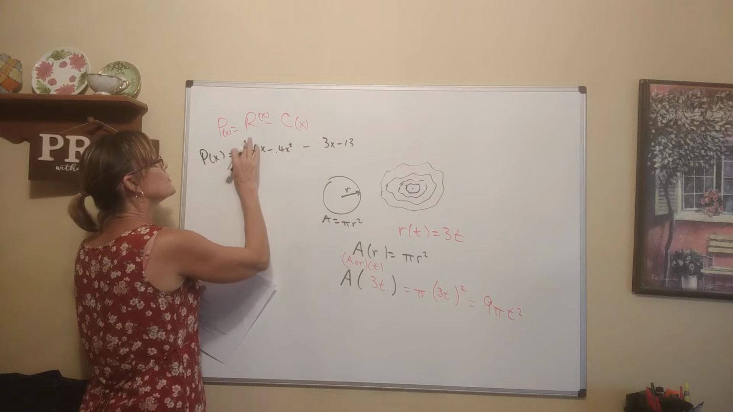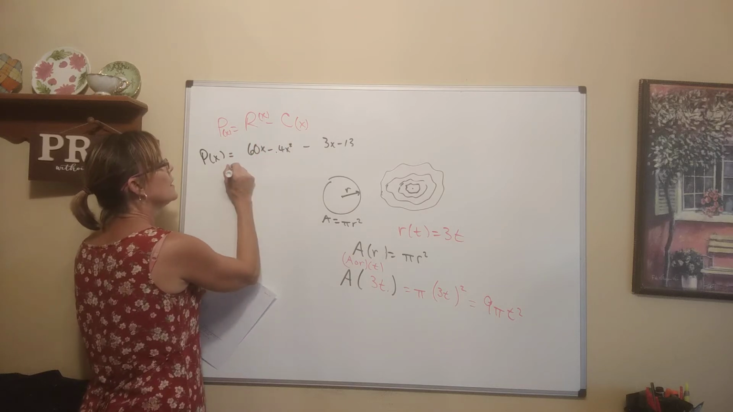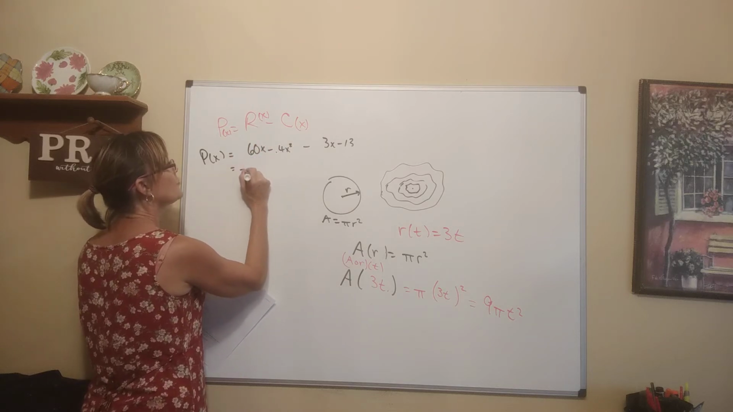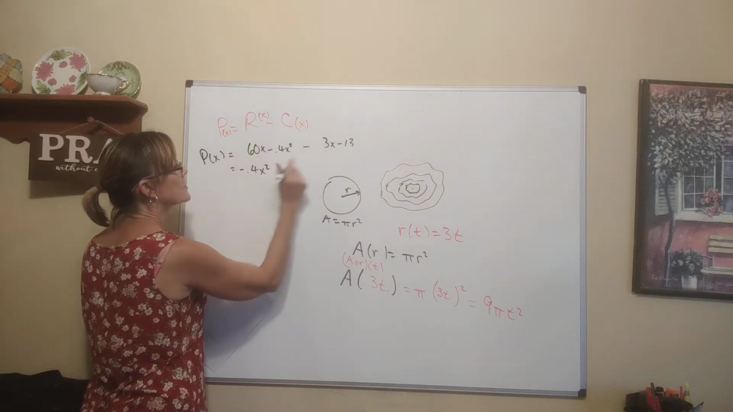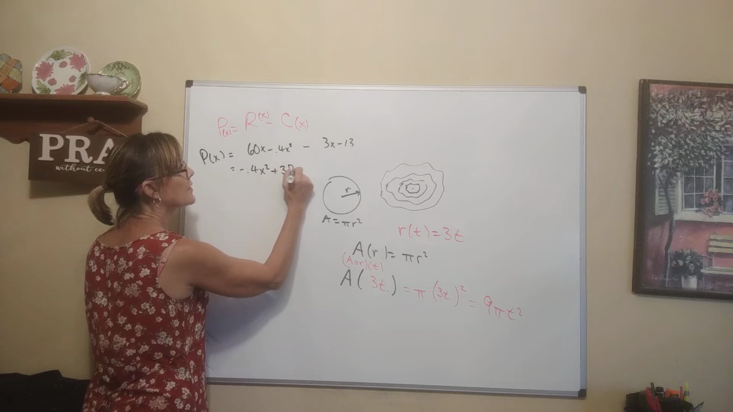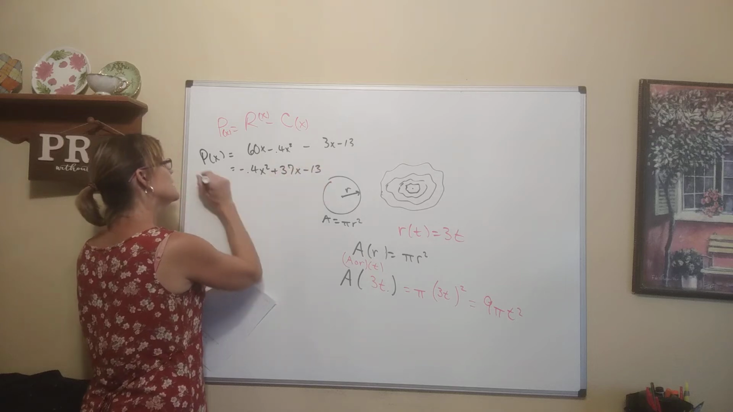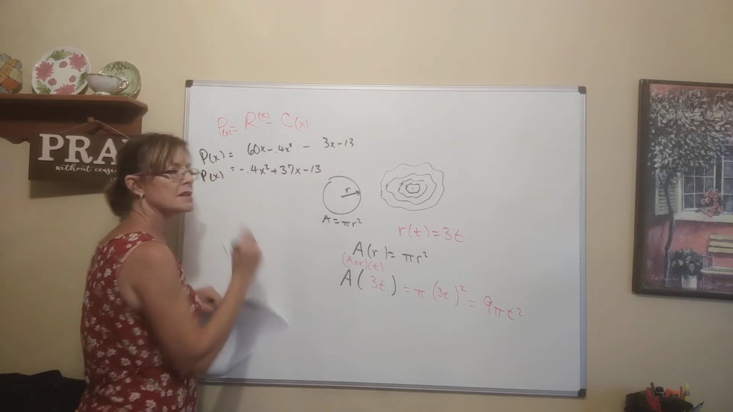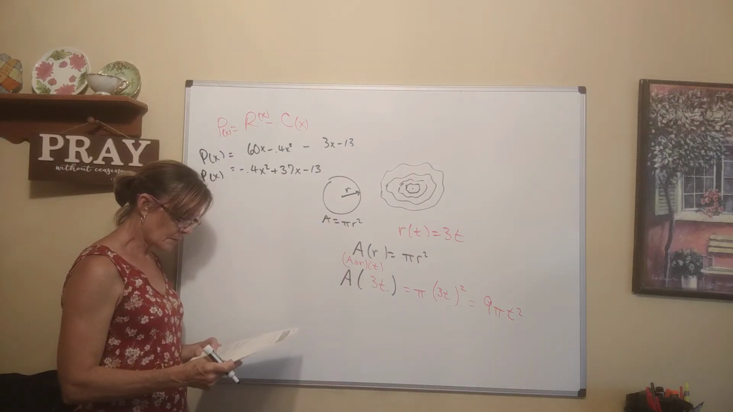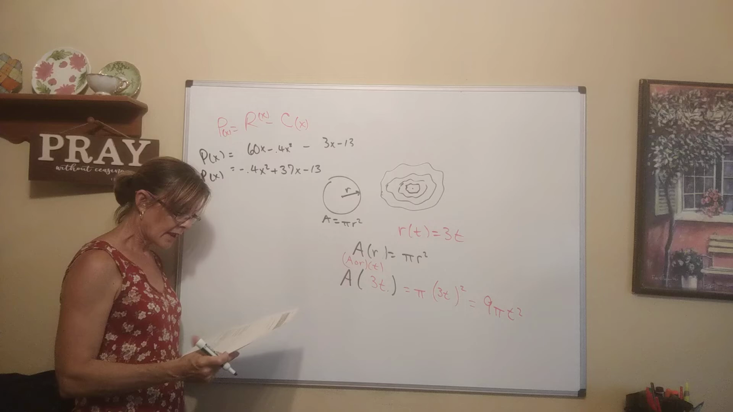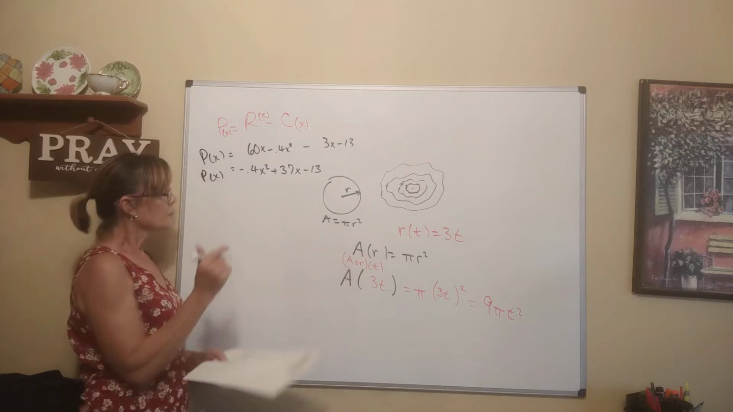There's a 1 in front of this, so nothing has to happen there. These stay the same. So this is negative 0.4x squared. 60 minus 3x is a positive 57x minus 13. This is our profit equation. That's the first thing we had to do. And then it says, A, find P of x. Okay, we did that. B, find R of 100.